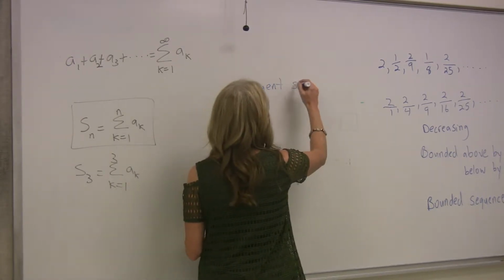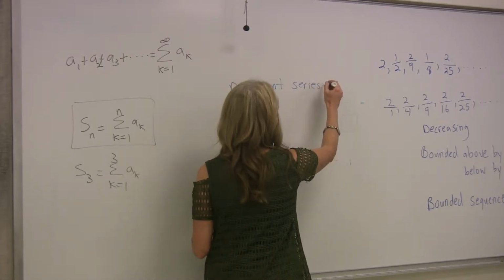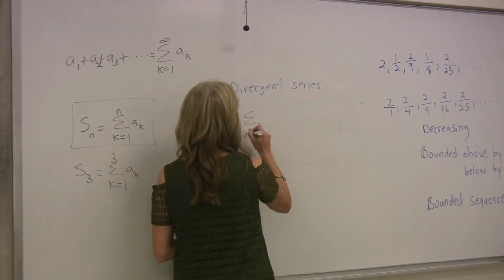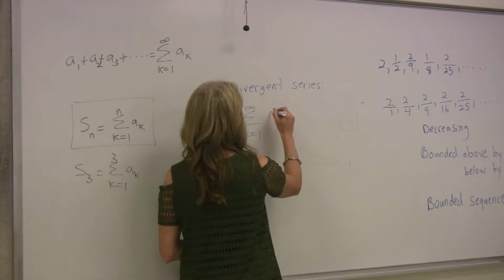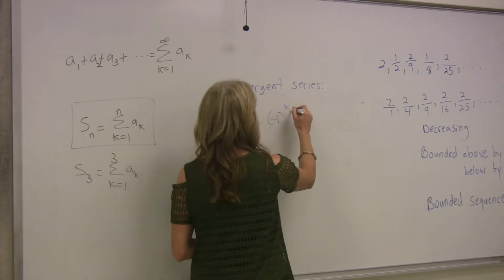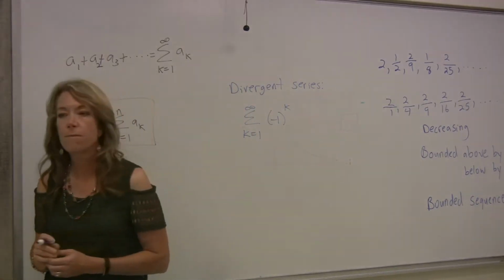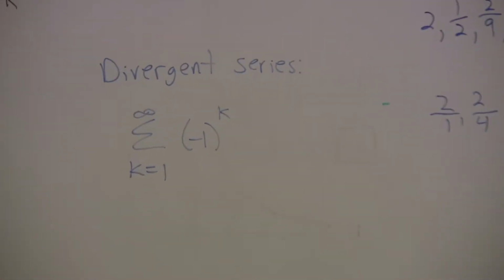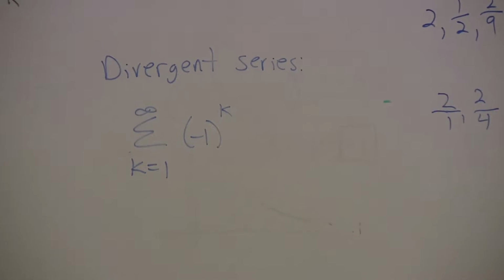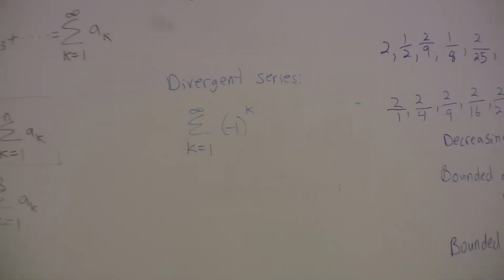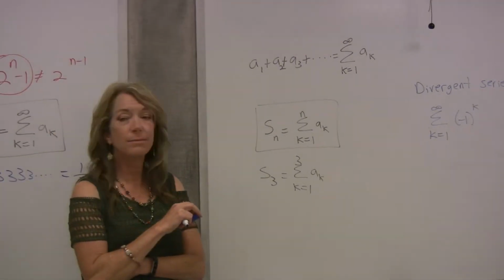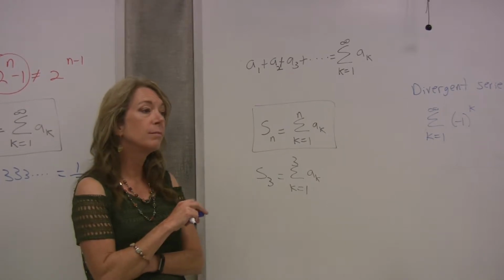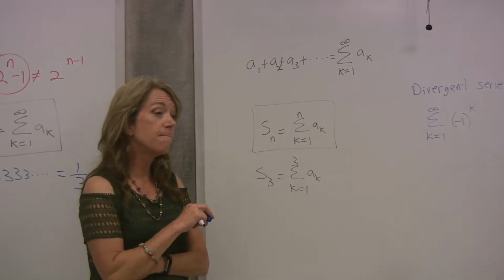Here's a divergent series. Sum k equals 1 to infinity of (-1)^k. And my question for you is, why does it diverge, besides the fact that I told you it did? What'd you say? What goes to infinity? This?